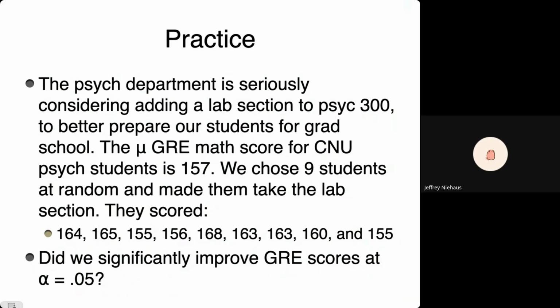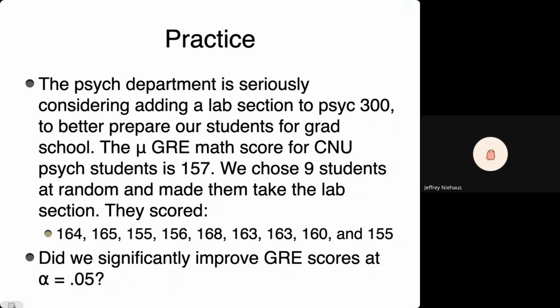That little setup is going to help you here. These are another 3 ways of answering the same question, but I'm going to actually run through the hypothesis test with you to show you all the different parts and how they work. All right, this is true. The psych department is actually considering adding a lab section to this class to get our students better prepared for graduate school, in which our quantitative, believe it or not, is relatively weak compared to other schools. The mu GRE math score for CNU psych students is, and I made this up, 157.